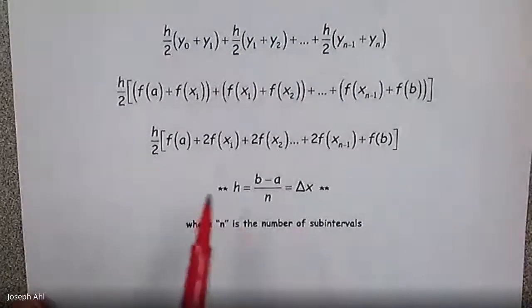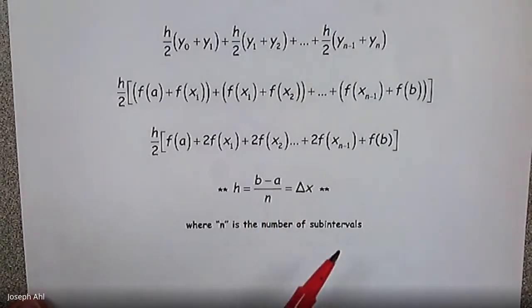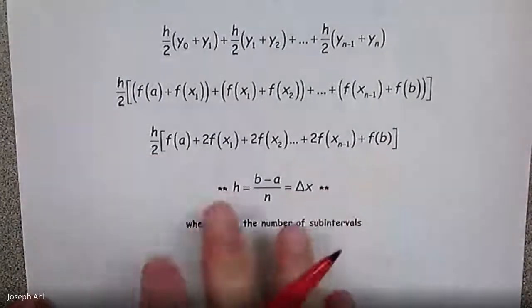And remember that the way we're calculating the height is it's our delta x, which is the length of the interval divided by n, where n is the number of trapezoids or the number of sub-intervals that we're using. Okay. So with all that being said, now that we have the development here, this is what the trapezoidal rule states. Let's practice.